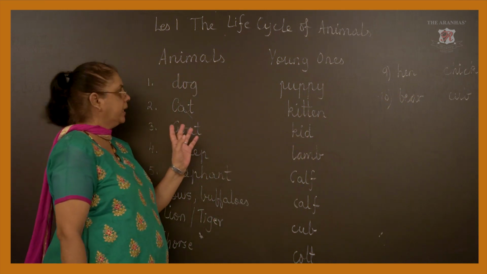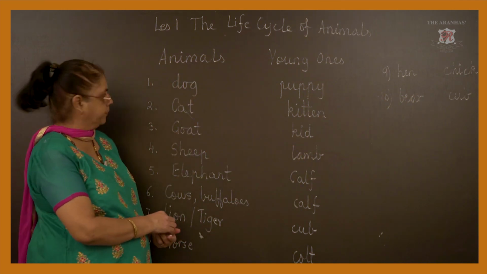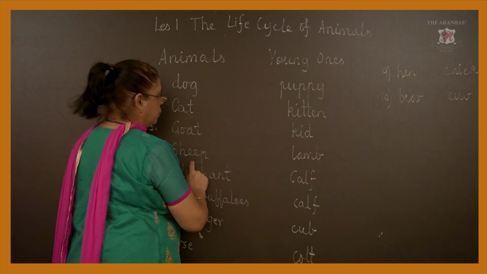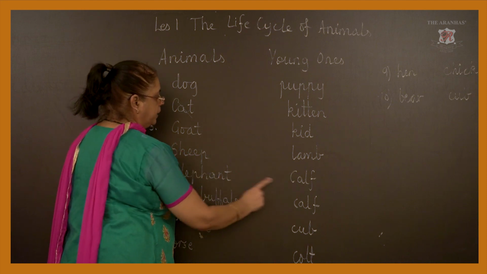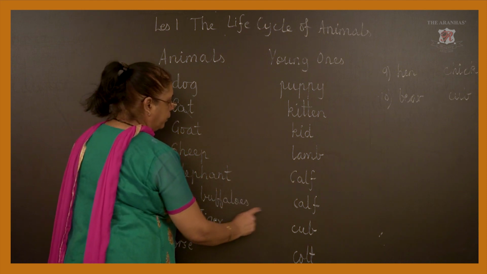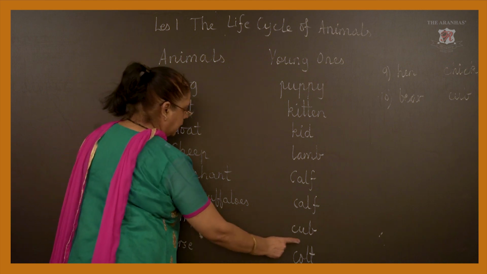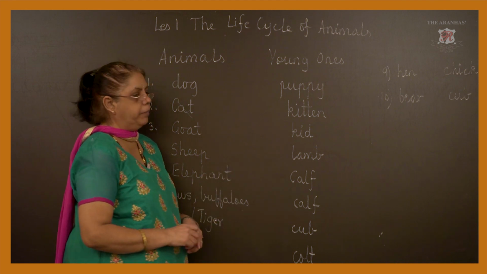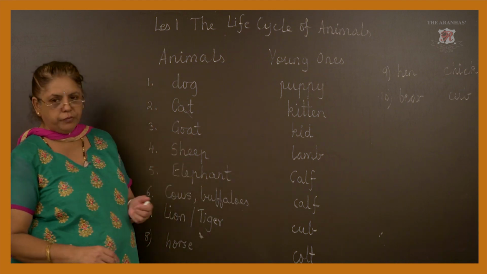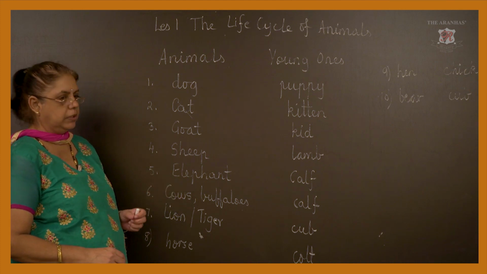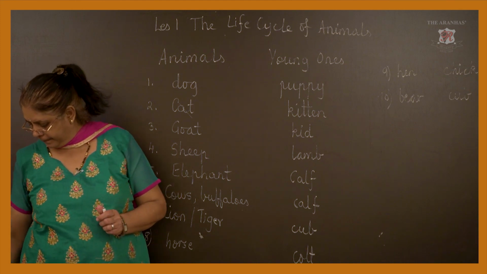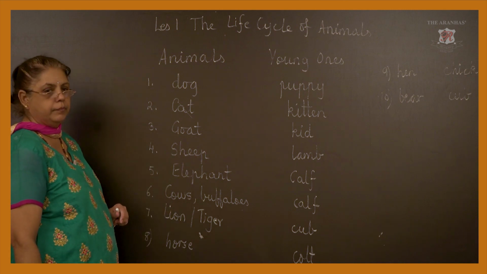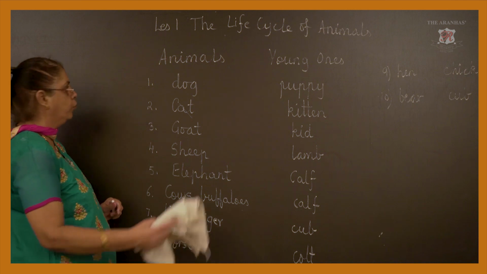Let us just read once again: dog, puppy, cat, kitten, goat, kid, sheep, lamb, elephant, calf, cows and buffaloes, calf, lion, tiger, cub, horse, colt, hen, chick, and bear, cub. Now please make a note of this in your notebook. I hope you have noted it down.